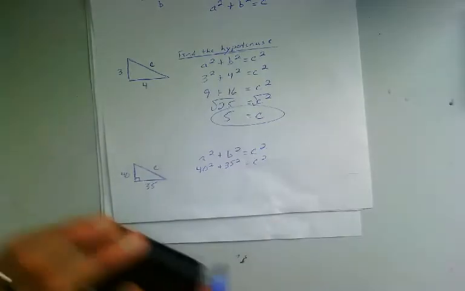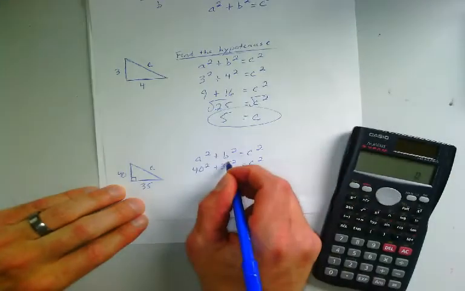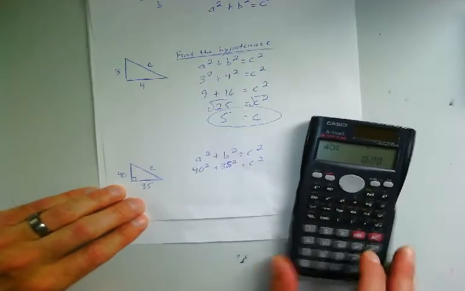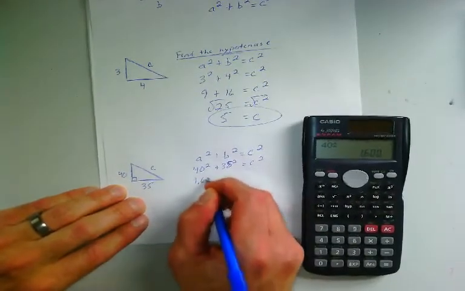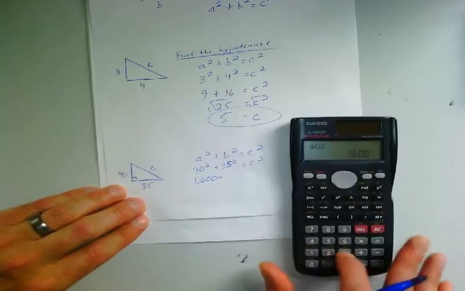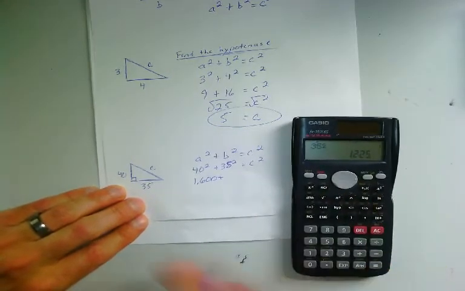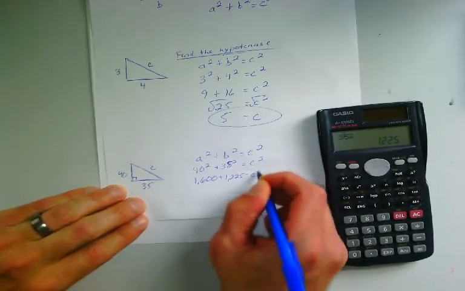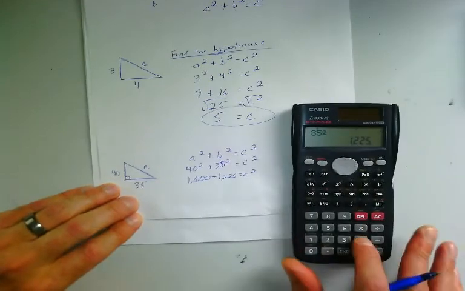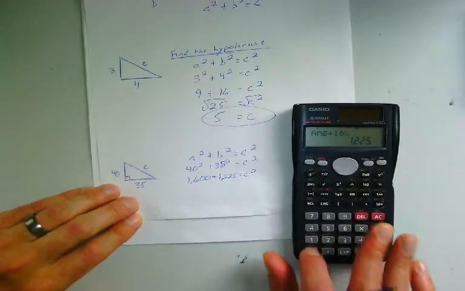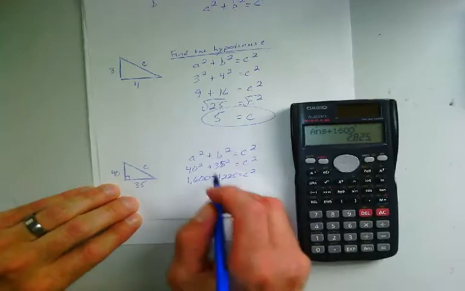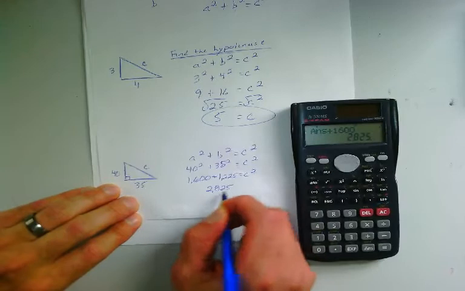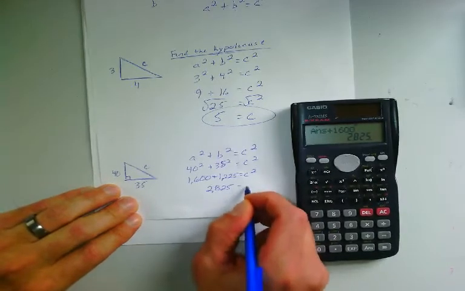I'm going to pull my calculator out because these numbers are going to be huge. So 40 squared is 1,600, plus 35 squared is 1,225. That equals C squared. I add these two numbers together. Obviously, when you're doing this on your own, you can be a little faster, but I'm just trying to give you the gist of everything I'm doing. So I get 2,825 equals C squared.